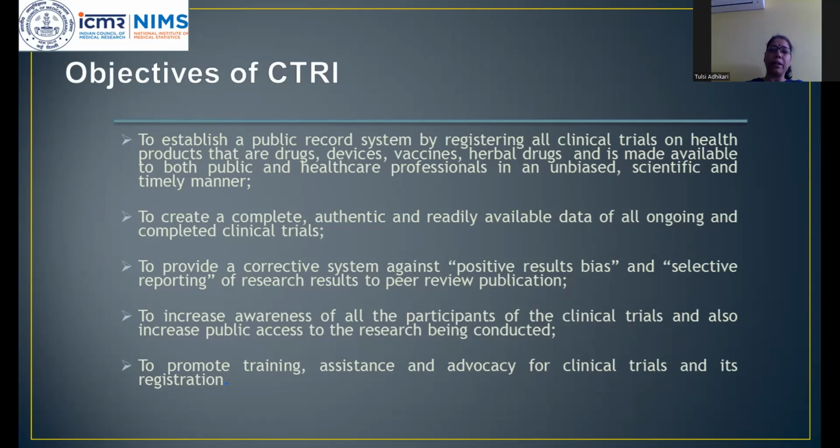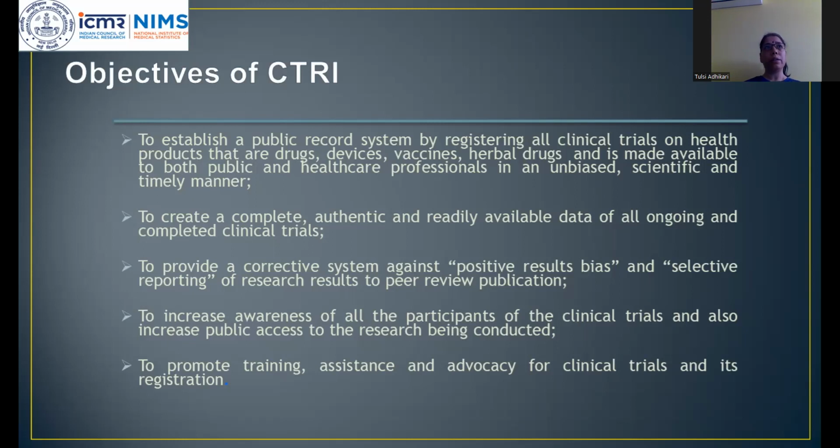But now, once your trial detail is available in the public domain since inception, in a way it corrects this system against the positive result bias and selective reporting of results. And the objective is to increase awareness of all the participants to the clinical trial, and also increase public access to research being conducted. Once your trial is registered, all the details you enter, except the documents, the ethics document and the DCGI approval, are available in the public domain.